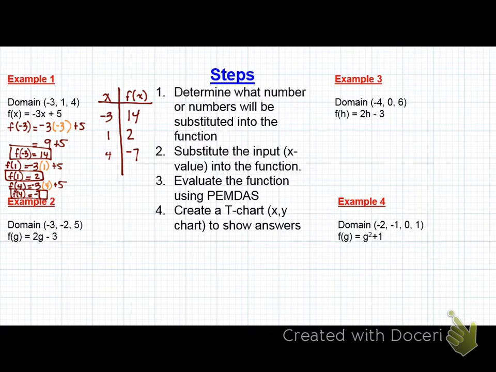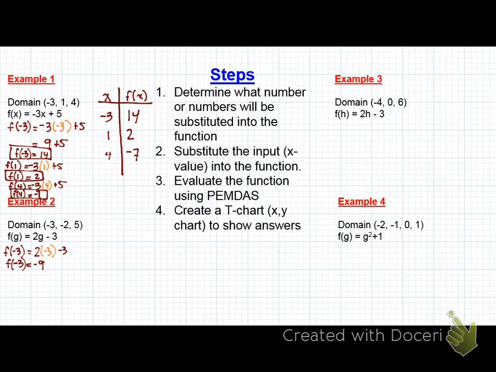Okay, and then we got our function. This time it's not f of x, but f of g. F of g. So that means whenever I put in a letter for g, or a number for g, I'm going to replace anything that says g with that number. So the first one we're going to do is f of negative 3. So we're saying f of negative 3 is equal to 2 times g, which in this case we're going to replace with negative 3, and then we're going to subtract 3 from that. Okay? So 2 times negative 3 is negative 6. Negative 6 minus 3 is negative 9. Okay, so that means when I have an input of negative 3, I get an output of negative 9.